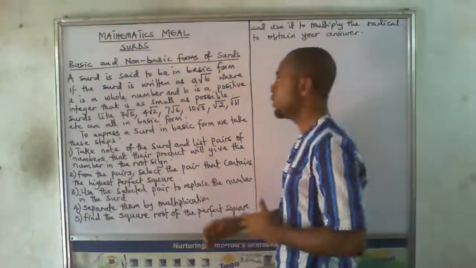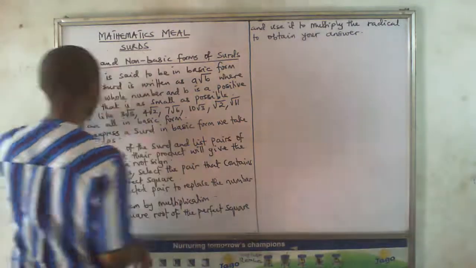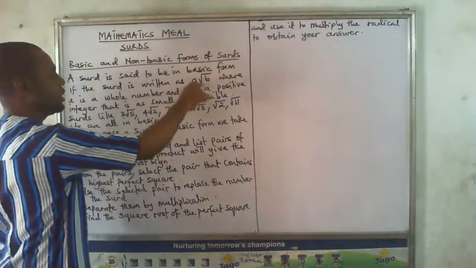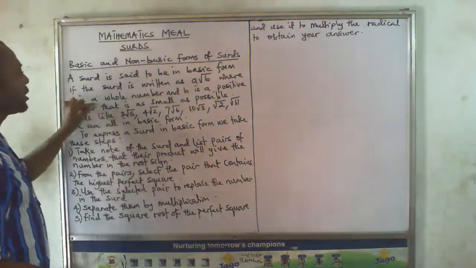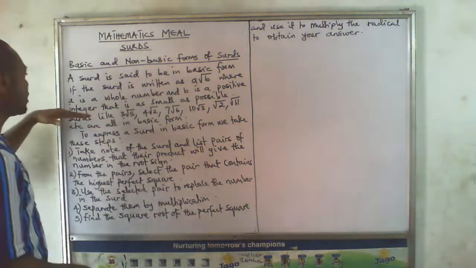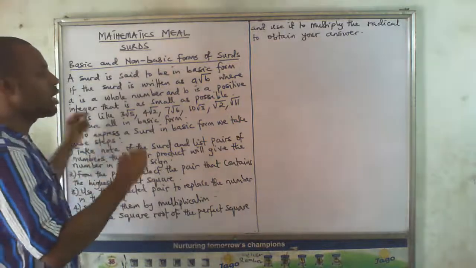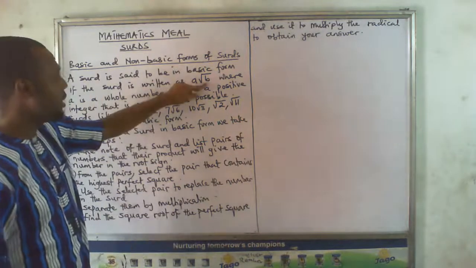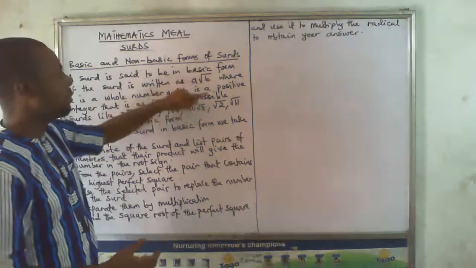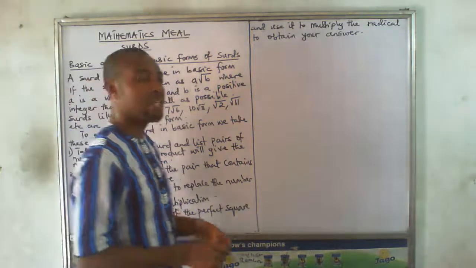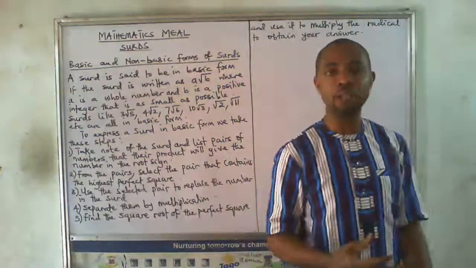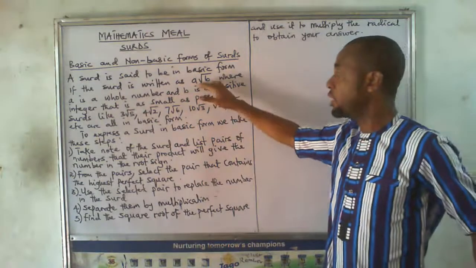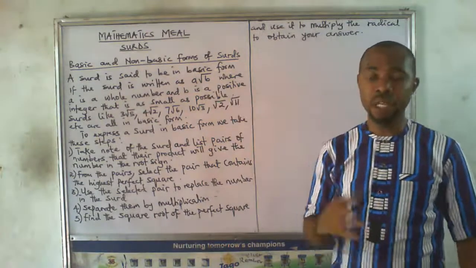So we say a surd is said to be in basic form if the surd is written as a root b, where a is a whole number and b is a positive integer that is as small as possible. So whenever we write a surd in this form, such that a is a whole number and b is a positive integer that is very small, in other words, it can no longer be reduced, that surd is said to be in basic form.